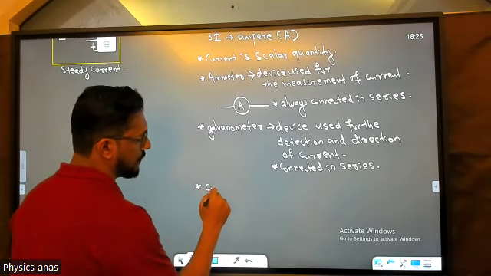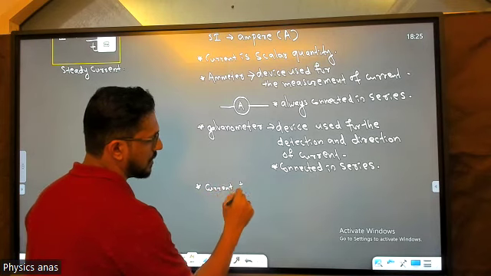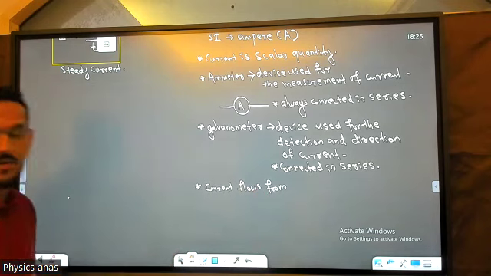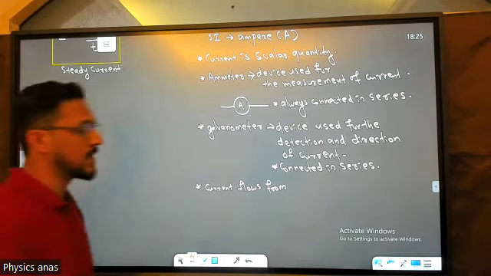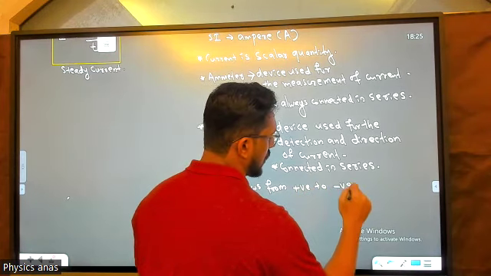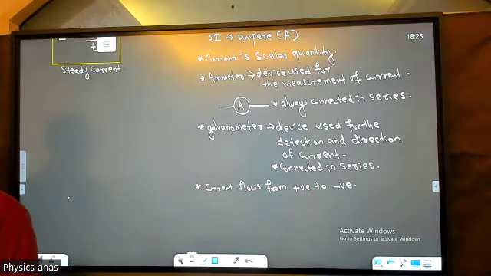So current flow will be from where to where? Current flows from positive to negative. Is that okay?